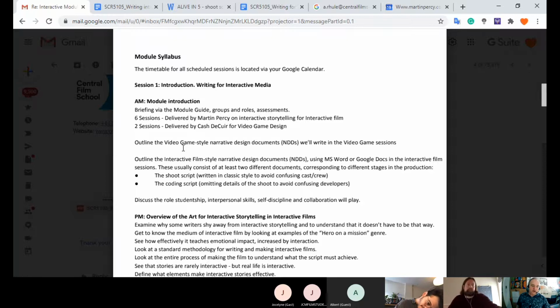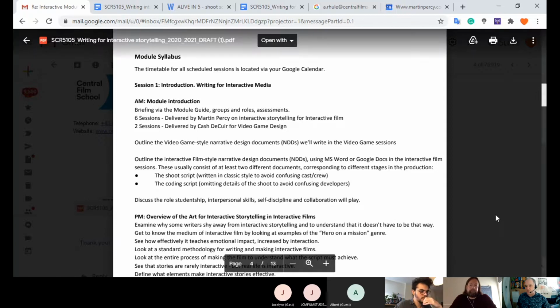So this becomes one of your unique tools, because if they choose you as a writer, they get something which will actually work, because you know how to write for filmmakers and you know how to write for coders, which very few scriptwriters do, which is one reason why they can't write interactive films.